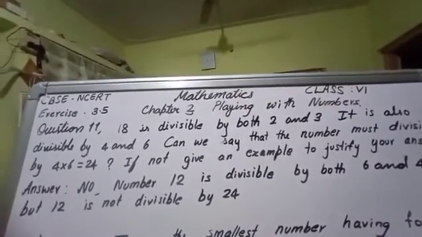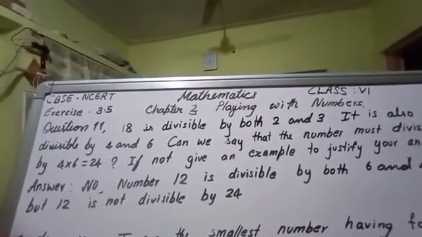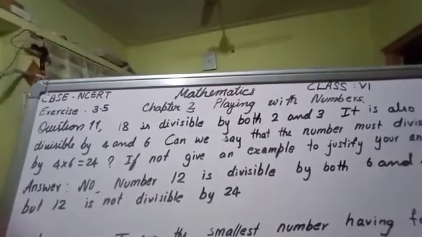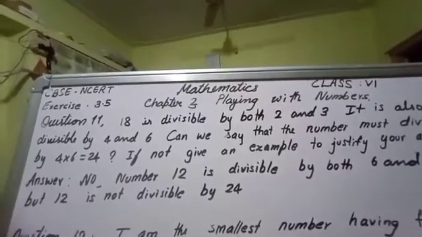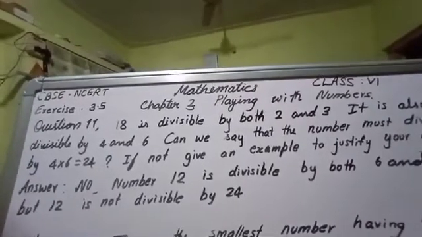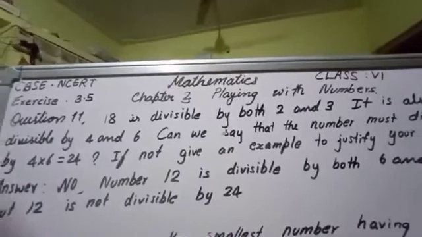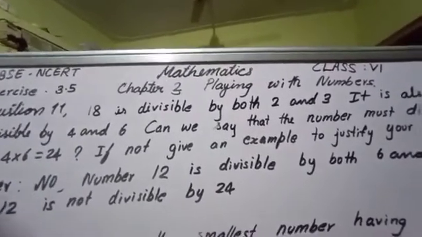So in this way, the answer is no, because 12 is divisible by both 4 and 6, but 12 is a smaller number than 24.